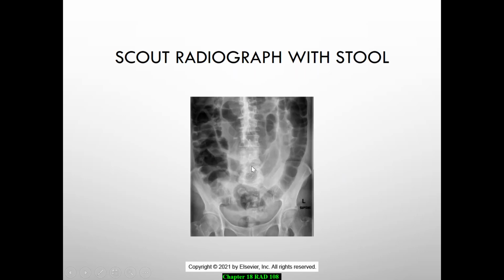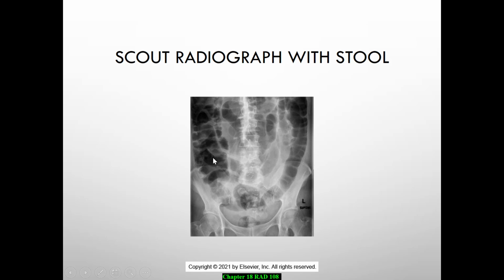So your scout radiographs, when you take an abdomen for a scout, we're looking to see, have they done the prep work before they come for that exam. Look at how this radiograph is completely full of stool. You can see the entire outline. So if they're coming in for a lower GI or a barium enema, we would not be able to obtain that study on them until they've been cleansed.